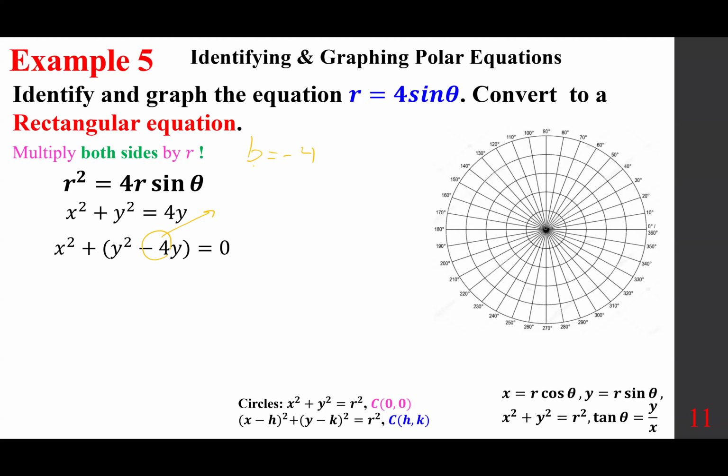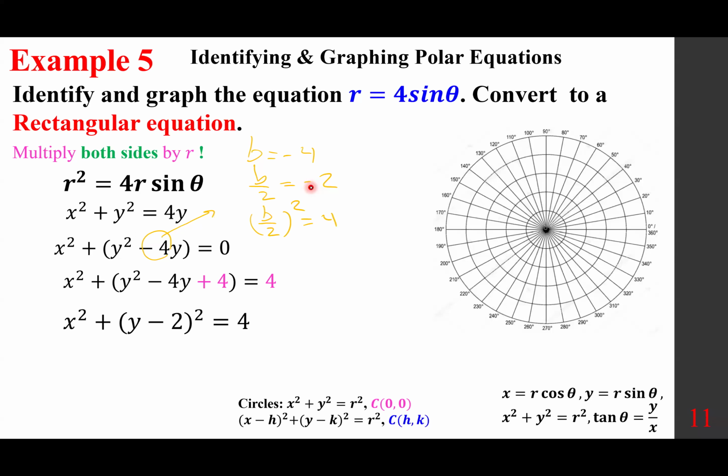b is minus 4, divided by 2 is negative 2. Squared is positive 4. So add 4 to both sides. And what happens is, this remains the same thing. This one is the variable of interest, which is y, and b over 2, it's negative 2, positive 2, whatever it is. So y minus 2 quantity squared. And so you compare that to this. Again, you're supposed to know that. Then you're dealing with a circle, which is centered at 0, 2. The radius is square root of 4 or 2.